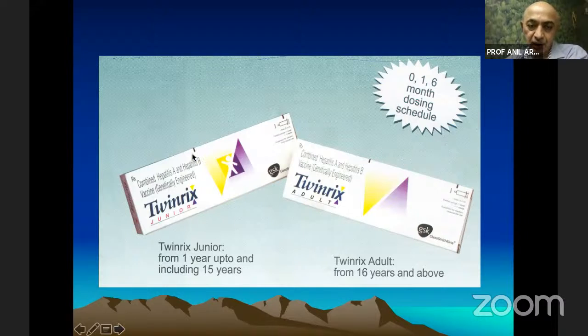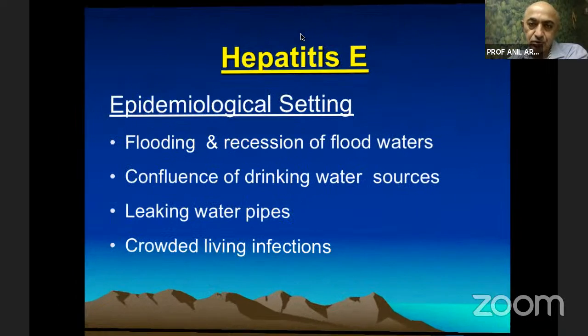If you are an adult, you need to have this Twinrix adult, and as a child below the age of 15 years, you need Twinrix junior. So the advantage of this is that you can give the same vaccine at the same time, same needle, same point, same visit. So that saves the patient traveling back to you again for vaccination.